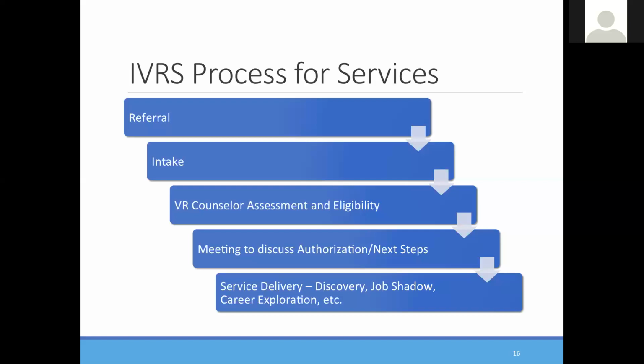So the VR counselor is going to say, well, based on my assessment, this individual is eligible for services, and I'd like to go to this next step. That might be when they say, let's just move into job development, or let's just move into discovery, because you don't know a lot about who this person is yet. And then we get into the service delivery, right? So you get the authorization, and here's the expectation. This is just in general, not necessarily for the project specifically.